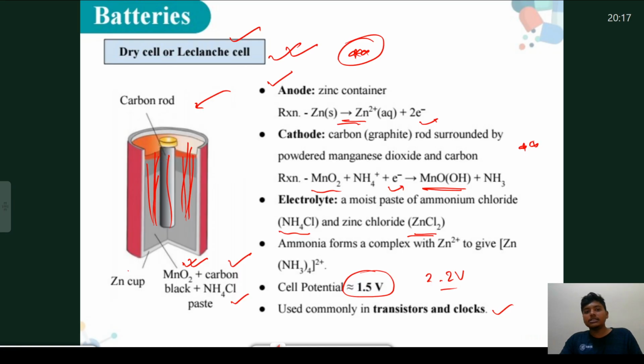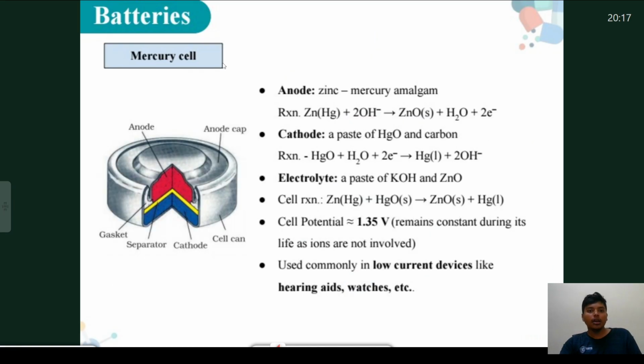Okay, next is the mercury cell. What is a mercury cell? You have seen this kind of cell, right? Button type of cell, yes or no? It comes in small types of batteries, like the ones used as magnets in many toys. Have you seen this? Many small toys have this kind of battery.